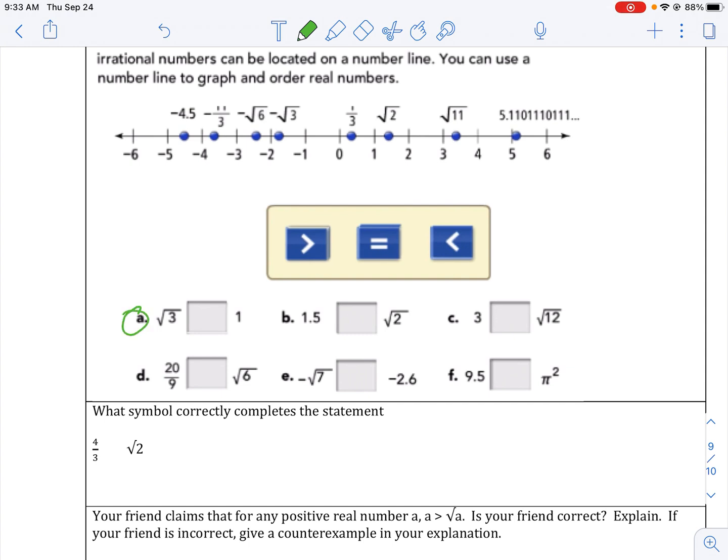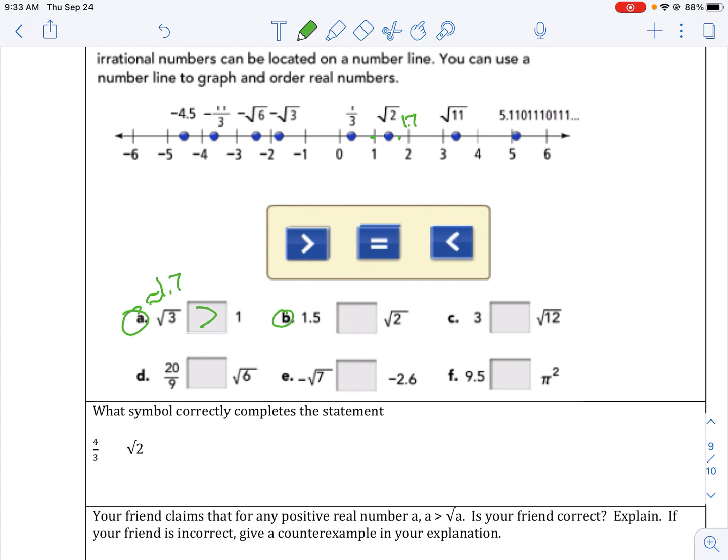So for A, we have to decide greater than, equal to, or less than. We have the square root of 3. So, second, x squared, 3. This is approximately 1.7, rounded to the nearest tenth. 1.7 is larger than 1. So here is 1, and then here is 1.7. So this is going to be greater than.